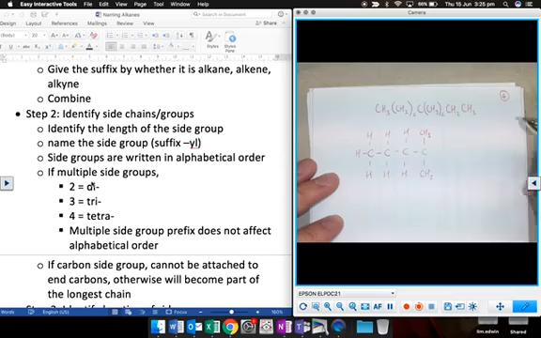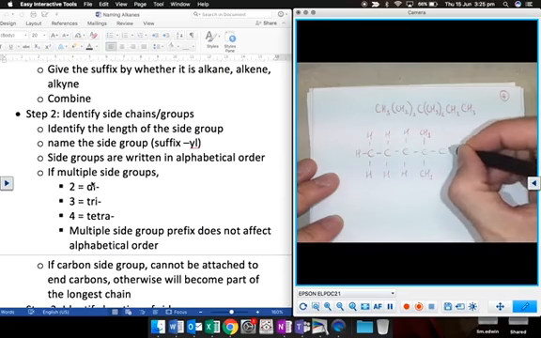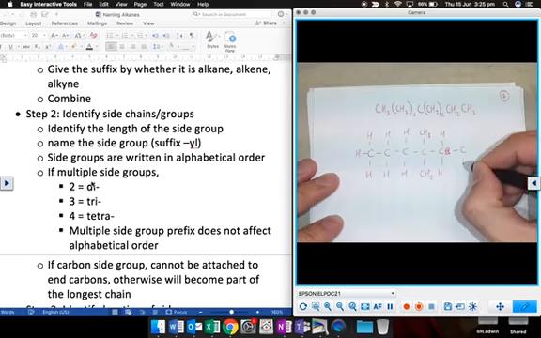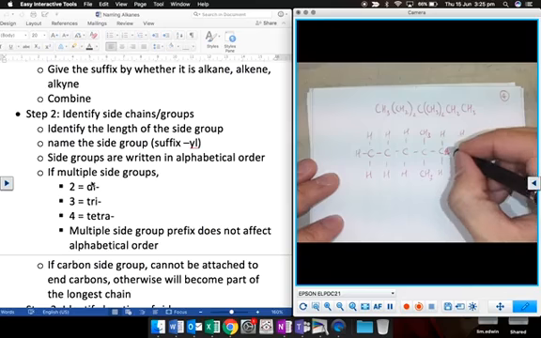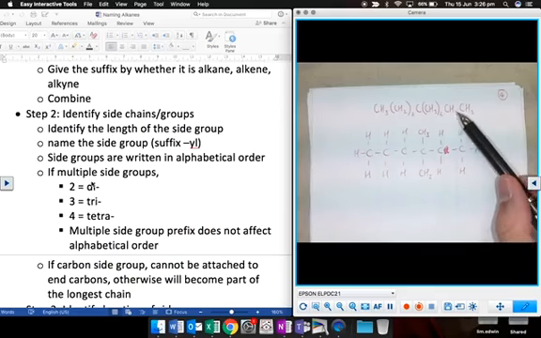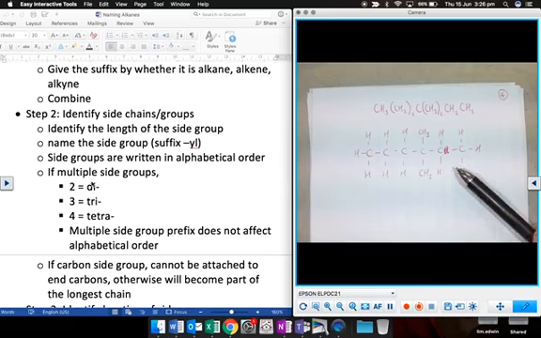Like so. Have another CH2. And finally a CH3. Okay? Without that little bit there. So that's our transfer of the condensed structural formula to the structural formula.